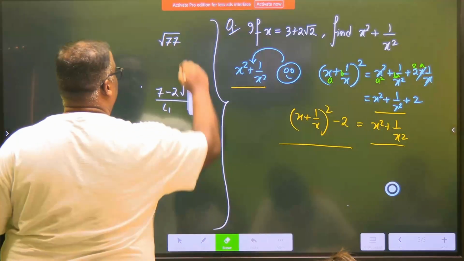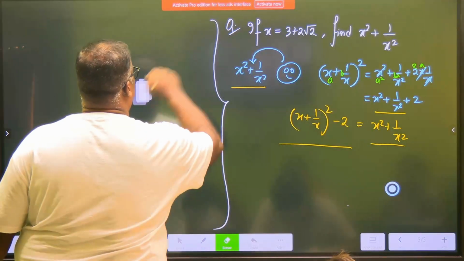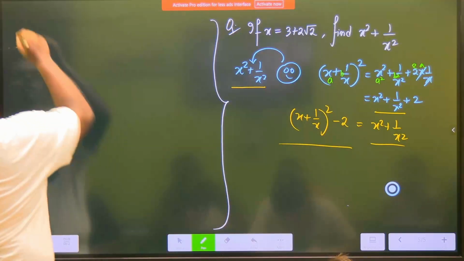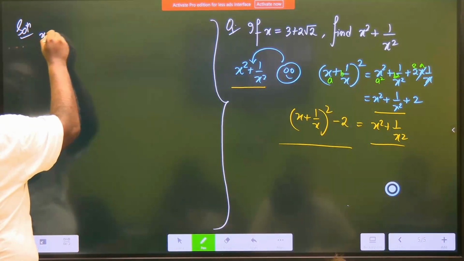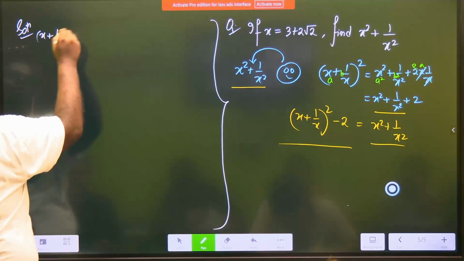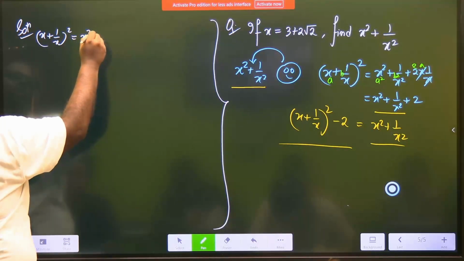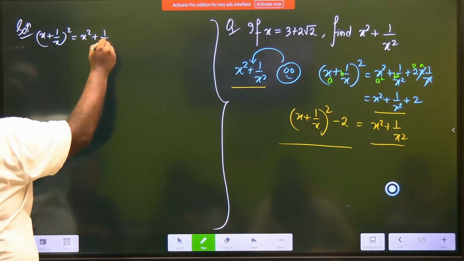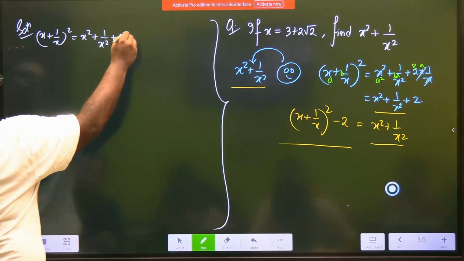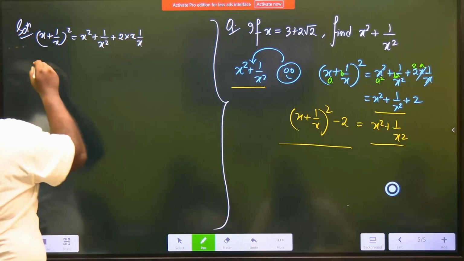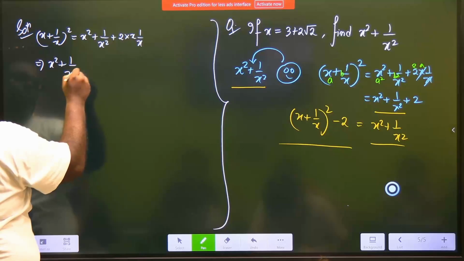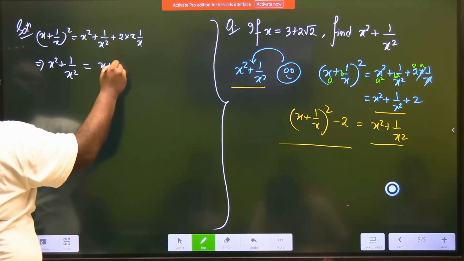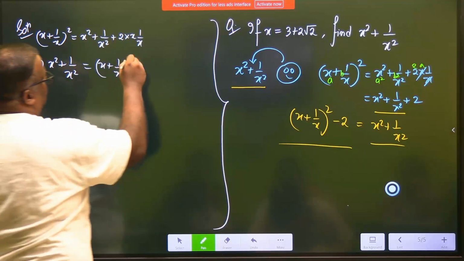So let's first write the problem, how to present the problem. We will write (x plus 1 by x) whole square is equal to x square plus 1 by x square plus 2 into x into 1 by x, which tells me that x square plus 1 by x square is equal to (x plus 1 by x) whole square minus 2.